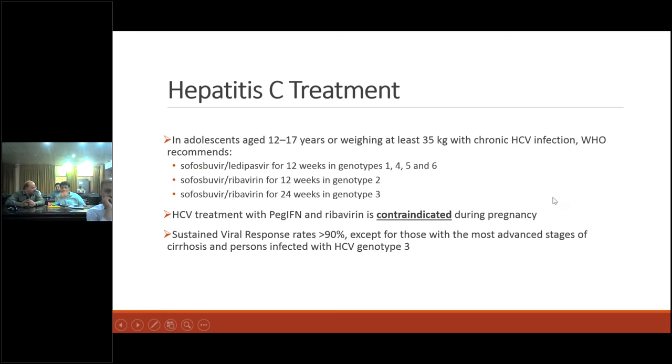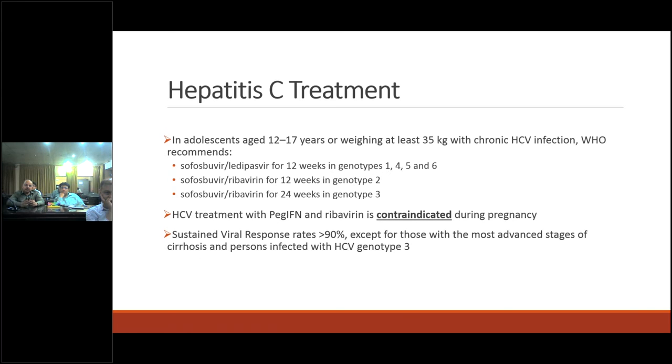Clinical manifestations of hepatitis C: 20% with acute infection have characteristic symptoms, so a lot of patients do not have any symptoms at all. Unfortunately, 60 to 80% of patients will progress to have a chronic infection, and of these, 30% will progress to liver cirrhosis, and this may take about 20 to 30 years, depending on other co-infections, alcohol abuse, and other liver comorbidities.